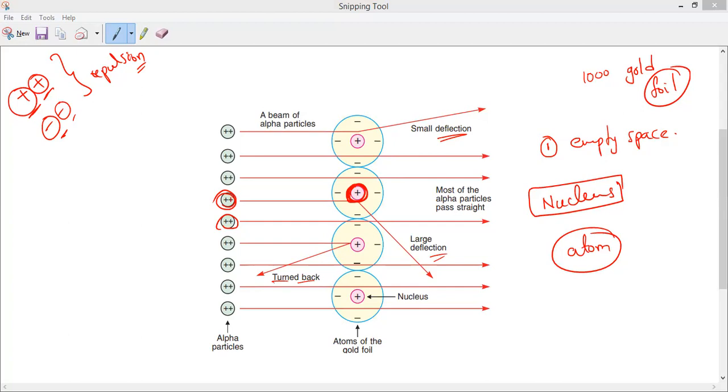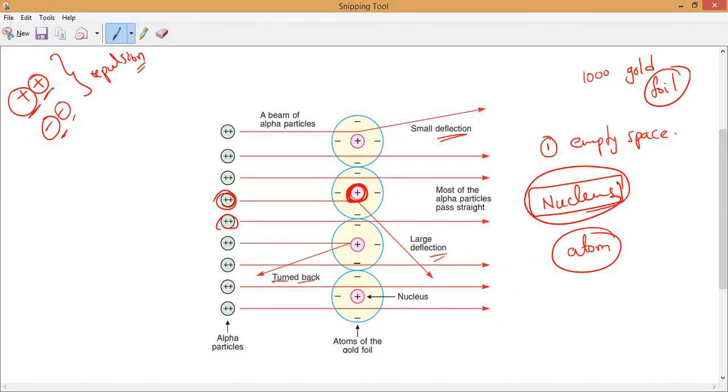So why are they deflecting? Because it is also positive charge, so it will show the deflection. That is called the center of positive charge. What is it called, guys? Nucleus. Nucleus, because only there it is showing the deflection.